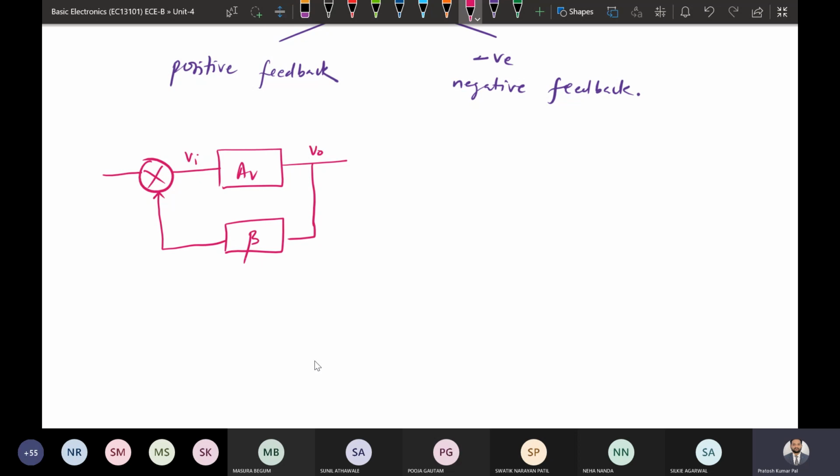Here this is your input Vs, which is added with the output times beta. So this is the term called beta times V naught, which can be positive or negative. If it is positive, it will be a positive feedback. If it is negative, it will be a negative feedback. So the structure we can represent here.